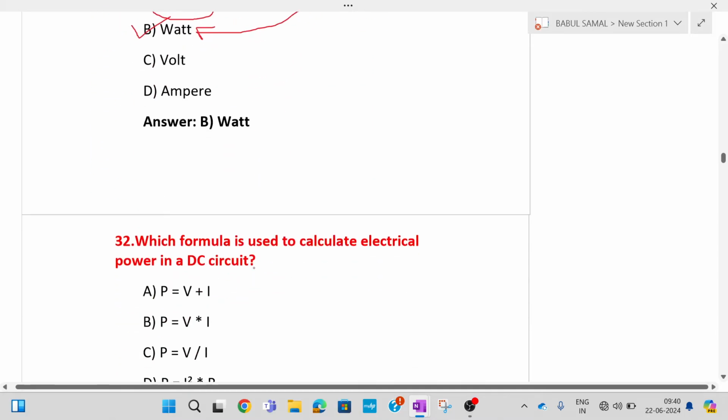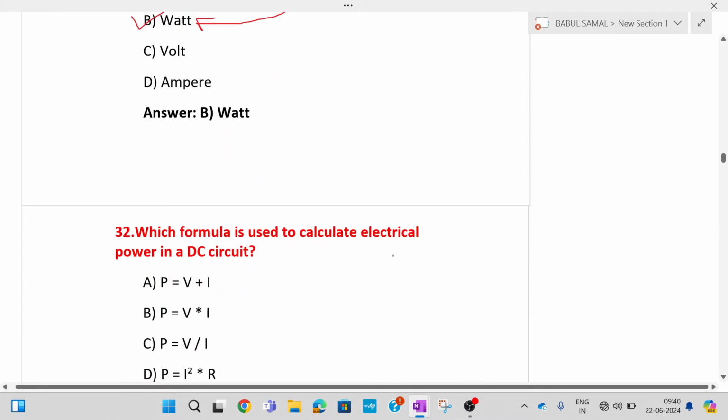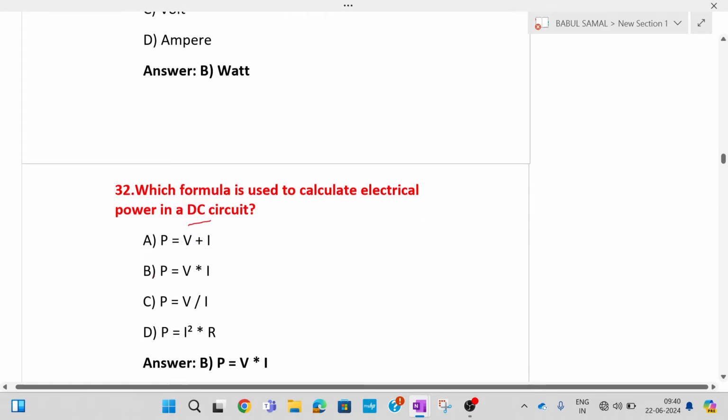Next question. Which formula is used to calculate electrical power in a DC circuit? Here the question is asked about a DC circuit. We know P is equal to V into I. So if you see the options, the correct option for this question is option B, which is P is equal to V into I.